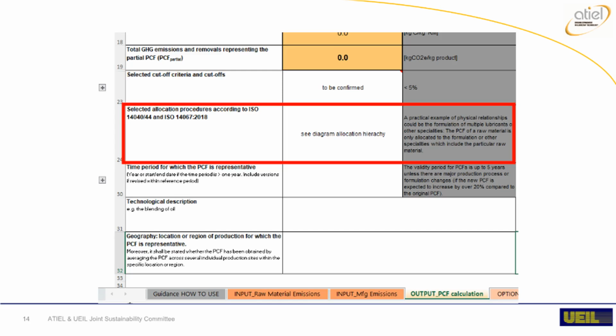This means, for example, you have a formulation of 5 raw materials and specific concentrations, and every raw material contributes accordingly to the PCF of your final lubricant. You can find the decision tree for the allocation type on the right-hand side. This is a simplified reporting field. In practice it is possible to use different allocation types for the different activities.